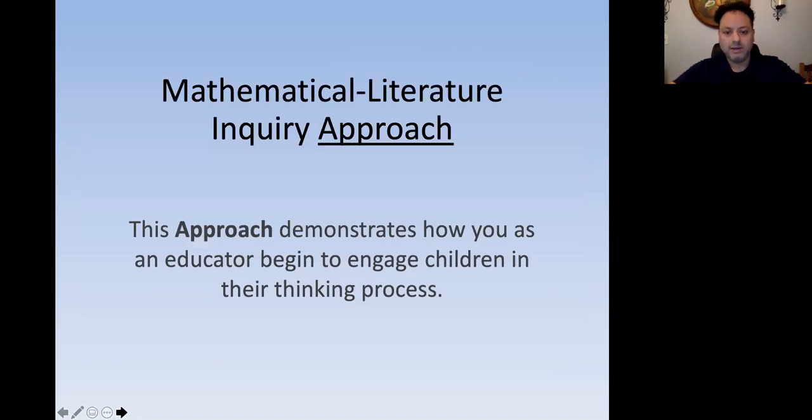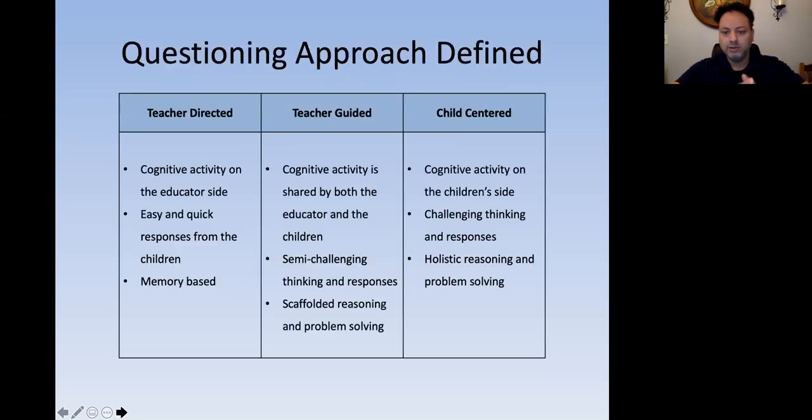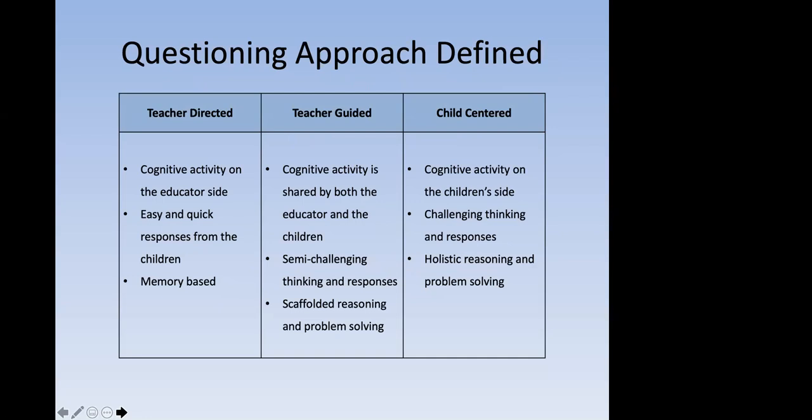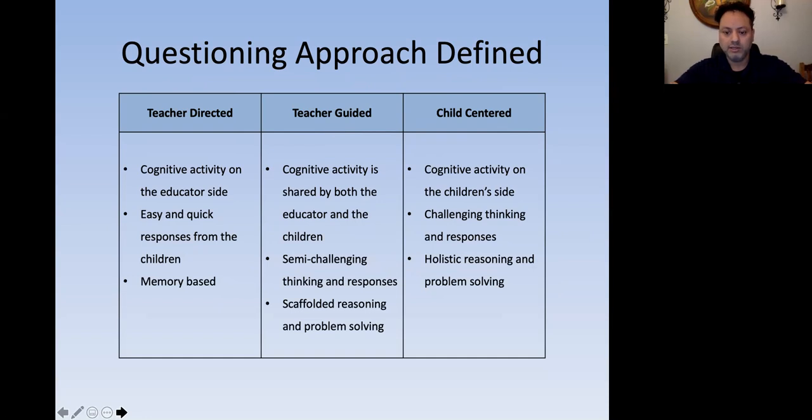So let's recall each one of those because it's super important, and then we'll use these later on as we're thinking about mathematical literature. The first one is your approach, and the approach demonstrates how an educator begins to engage children in their thinking process. There are 3 opportunities that I present here. When you approach a conversation with a child and you're asking questions, you can approach it through a teacher-directed lens, a teacher-guided lens, or a child-centered lens.